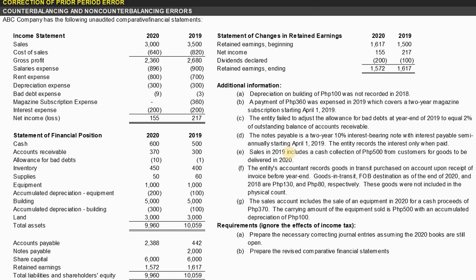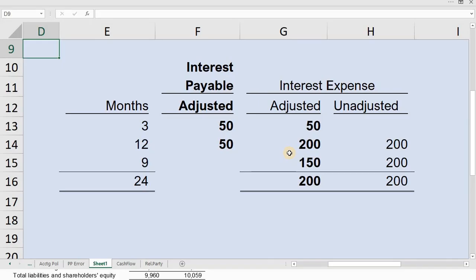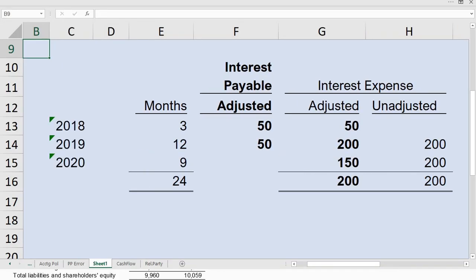paid on a semi-annual basis, so which means it is every 6 months. So if the first payment is April 1, 2019, it means that it is the first payment 6 months after the issue date. So if April 1 is the first interest payment, the issue date is October 1, 2018. So it means that the interest expense should have been recorded starting 2018. So again, let us use this computation in the analysis of the error on interest.